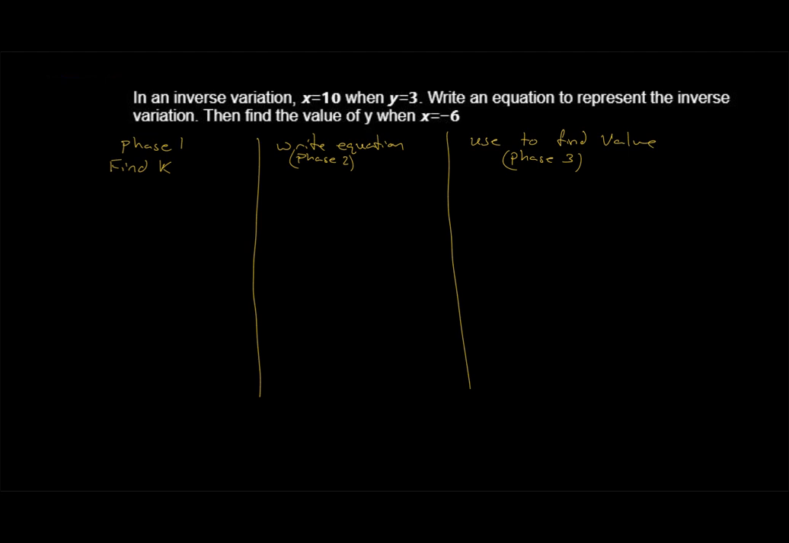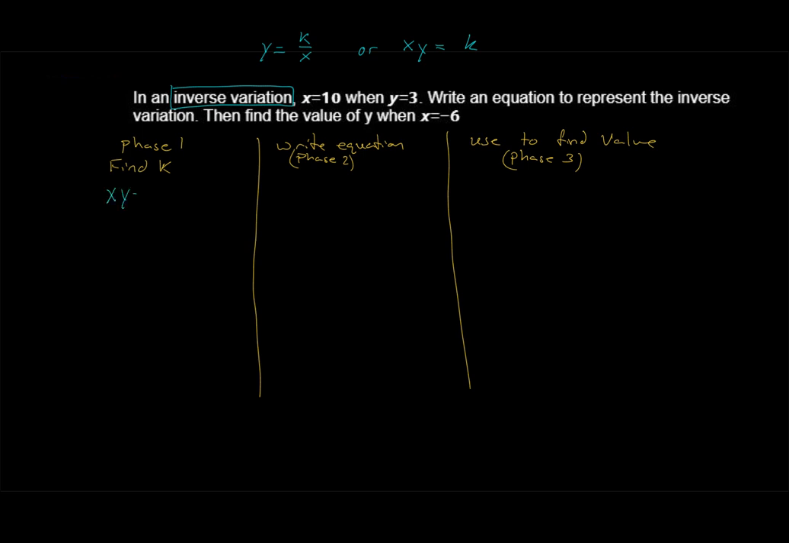So in order to do phase 1, we need to figure out what type of variation and setup it is. This topic is only using inverse variation, so that's our focus here. It does say inverse variation, and since we are doing inverse variation, we can use either y equals k over x or xy equals k. It doesn't matter which version you use. So I'm just going to use xy equals k here.